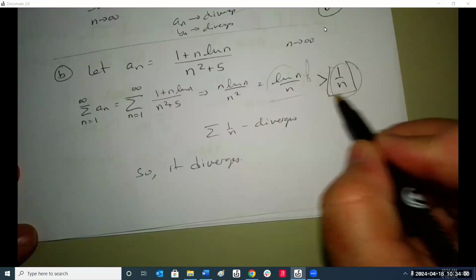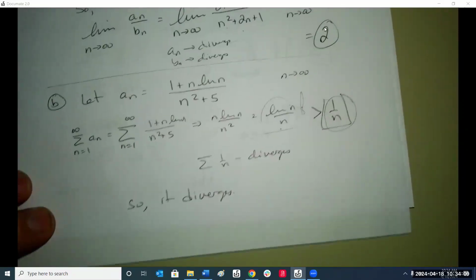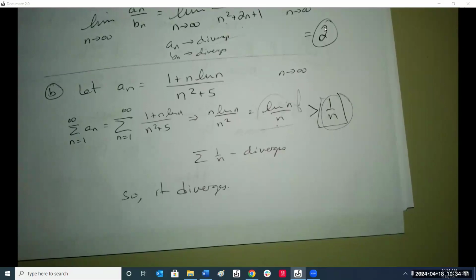We know we have one comparison, 1 over n. So this one is the same thing as ln over n. And like we did last time, we had 2 times 1 over n. Since 1 over n diverges, then 2 times a divergent equals a divergent. All right, let's look at number 3 now.